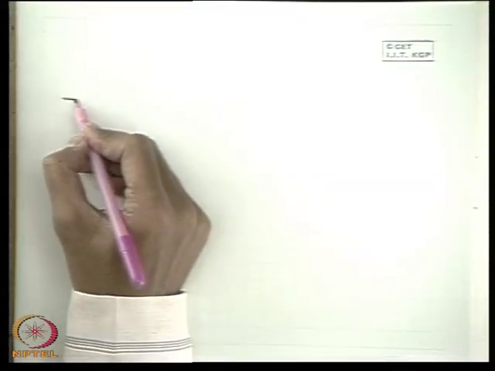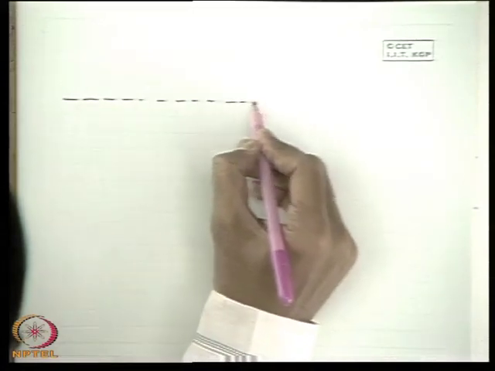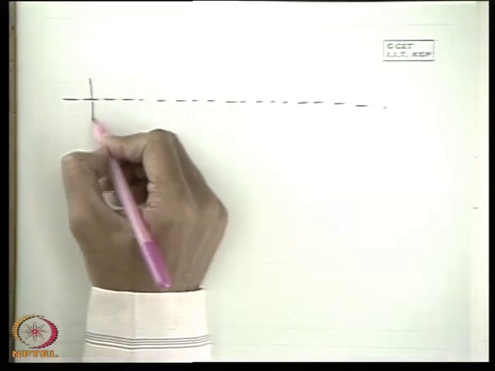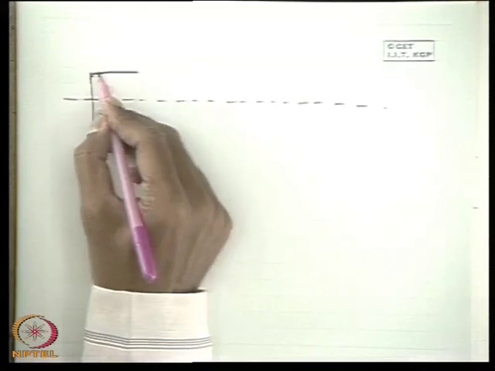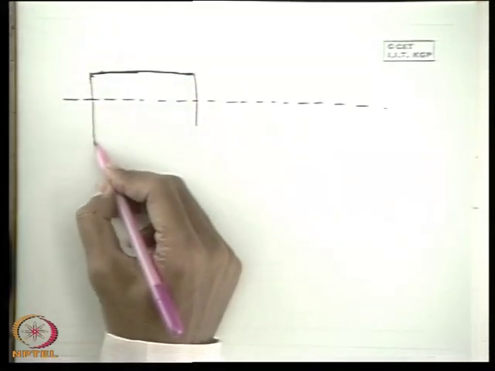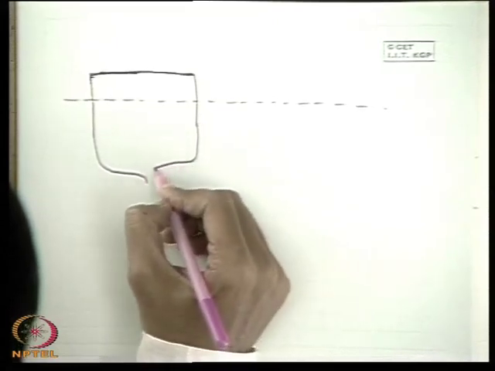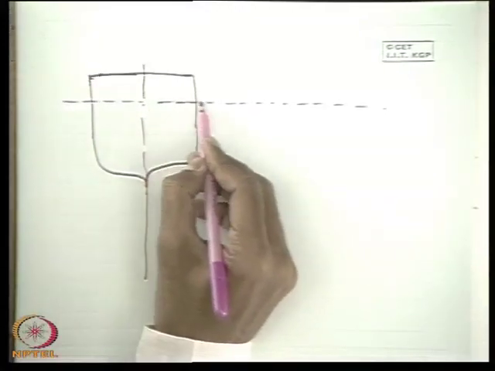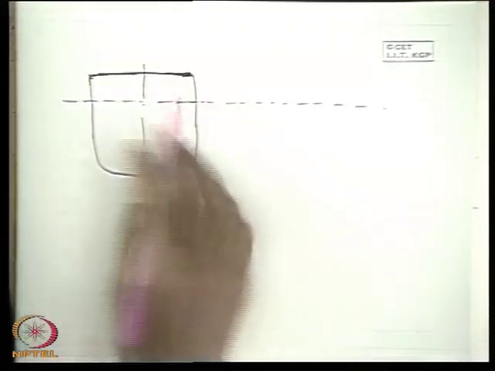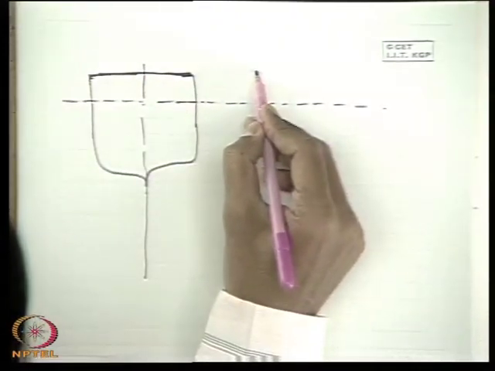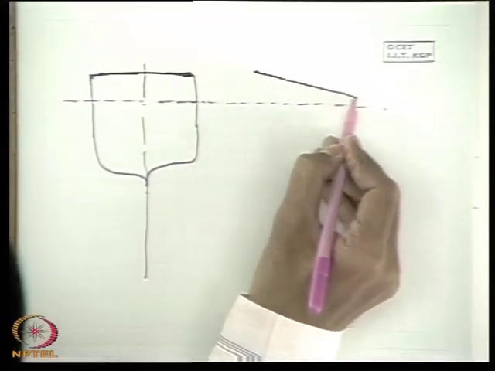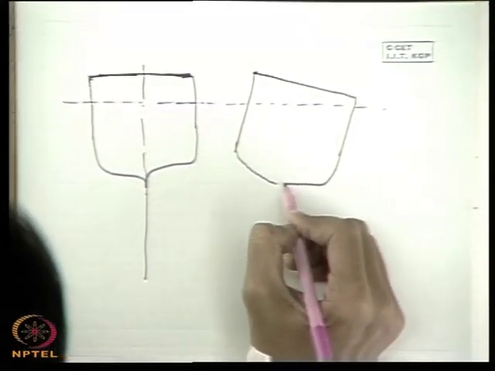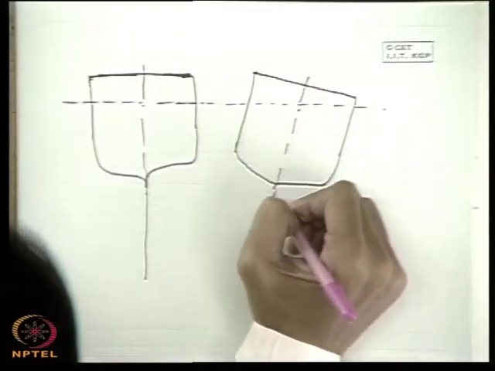Again we make the same thing. This is the floating body, and this is the cross section of a ship. This is the plane area. Now, this is after heel, the displaced position.